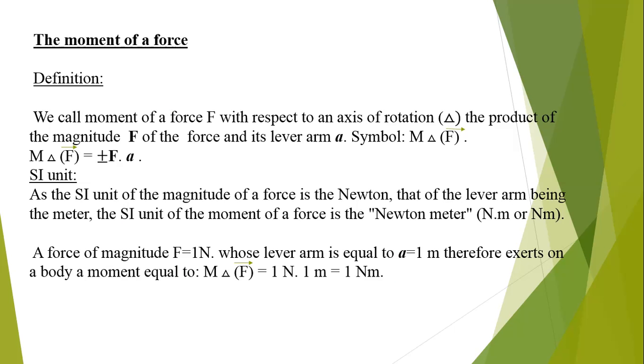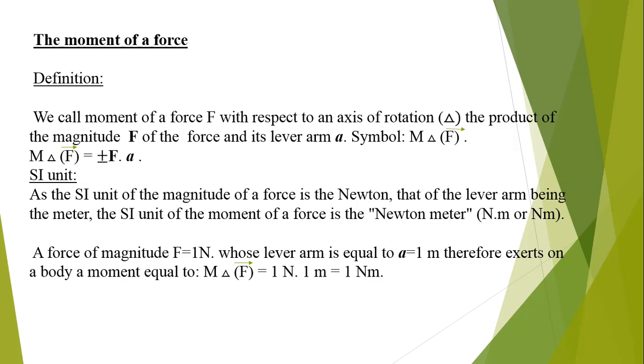Now, how do we calculate the moment of a force? Knowing that the moment of a force is the rotational effect of this force. So the moment of a force represents the rotational effect of the force. By definition, we call moment of a force F with respect to an axis of rotation delta the product of the magnitude F of the force and its lever arm A, the distance separating the axis of rotation and the line of action of the force.